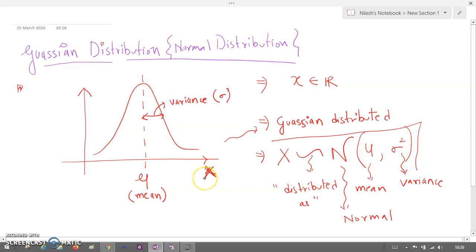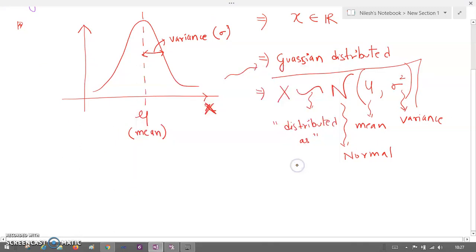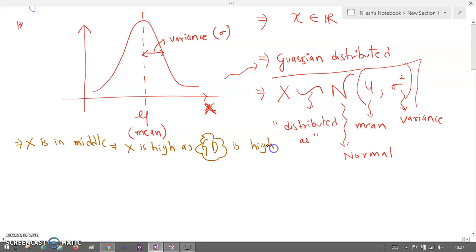Now what other conclusion can you draw? Let me scroll down here. The other conclusion that you can draw from here, let me change the color, is that if x is in the middle, that means the Gaussian distribution is high. It's pretty easy to understand, right? If x is in the middle, then the Gaussian distribution is very high. This is self-explanatory, I think.